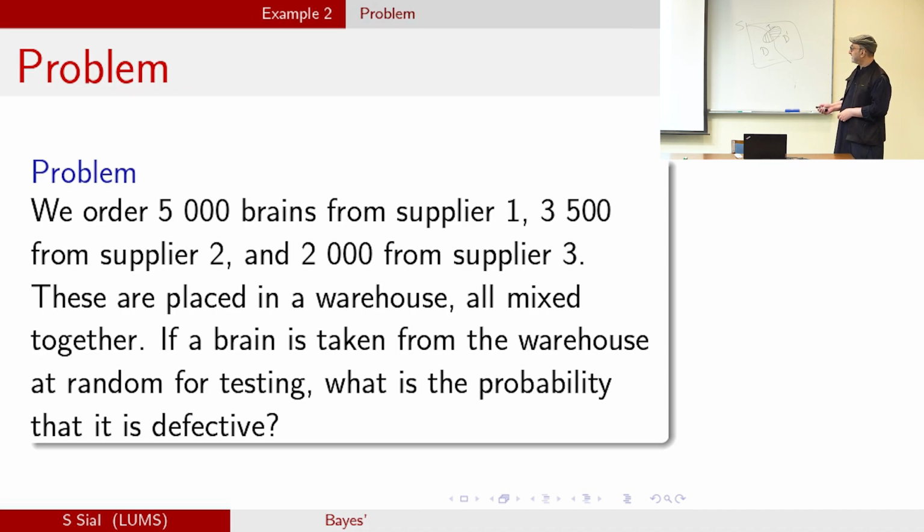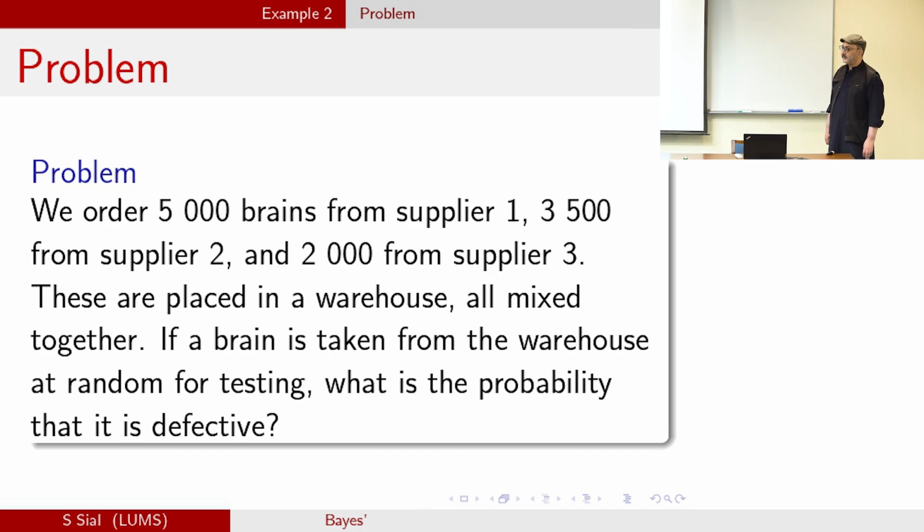All right, so let's say we order 5,000 brains from supplier 1. We order 3,500 brains from supplier 2. We order 2,000 brains from supplier 3. Okay? And then we don't keep them separately. We mix all the brains together in our warehouse. If a brain is taken from the warehouse at random for testing, what's the probability that it's defective? Can you think of how to do that?